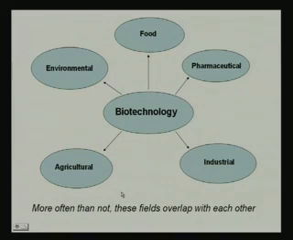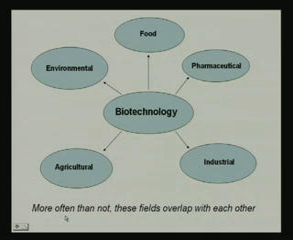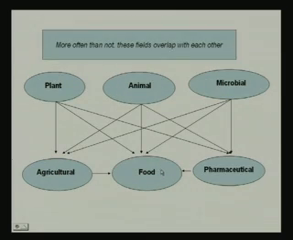Now, if we see the biotechnological activities, we can find that most often these fields overlap each other. Any of the activities, say for example environment, food, pharmaceuticals, industrial or agricultural biotechnology, we will find that none of these disciplines are independent. They have certain connections with each other, for which we can say that these fields are highly interdisciplinary in nature.